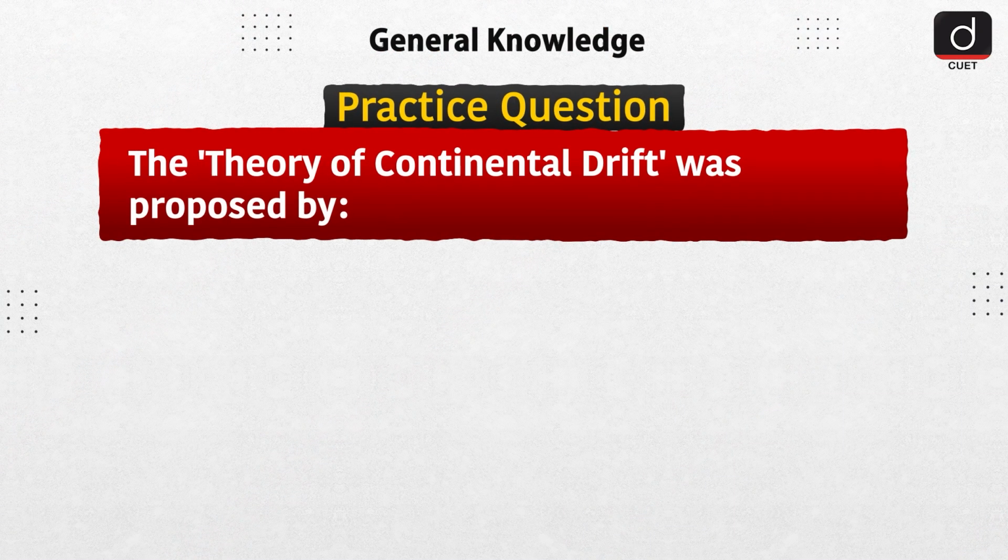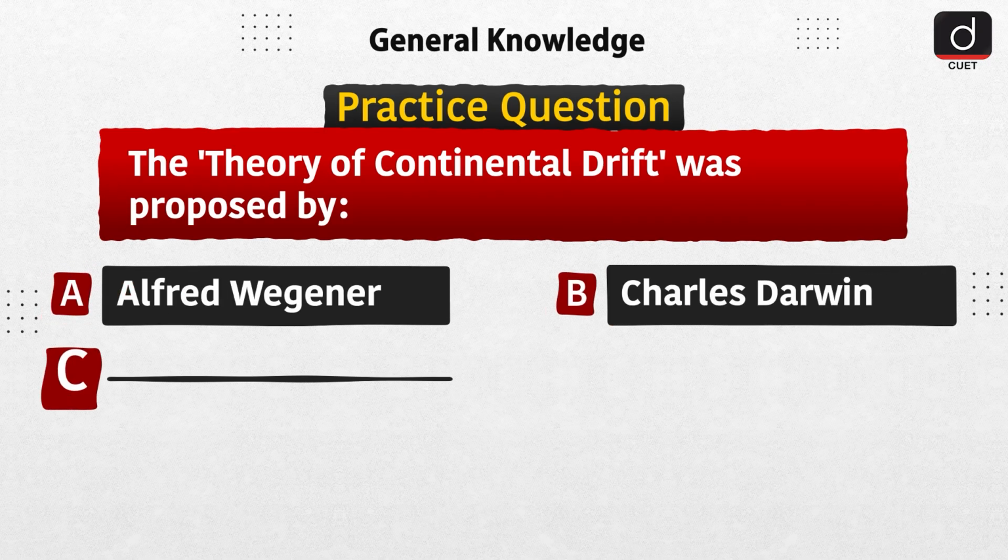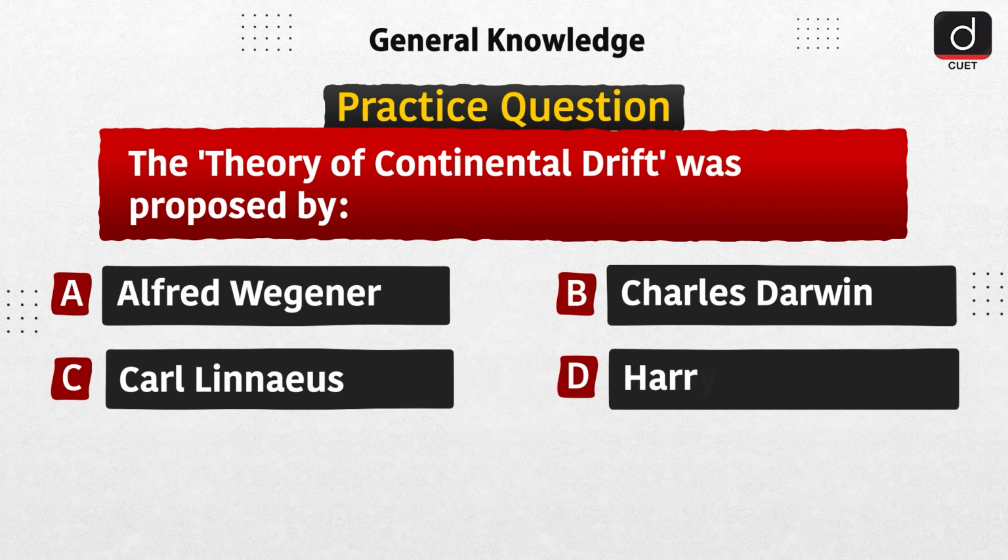Now it's time for practice question. The theory of continental drift was proposed by option A, Alfred Wegener, option B, Charles Darwin, option C, Carl Linnaeus, or option D, Harry Hess.